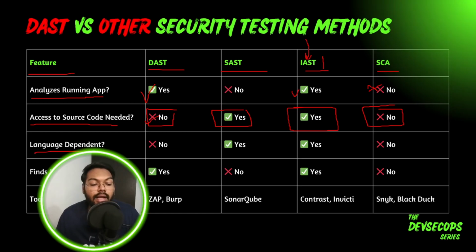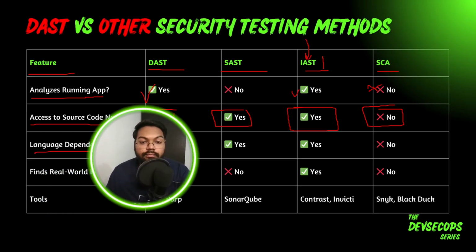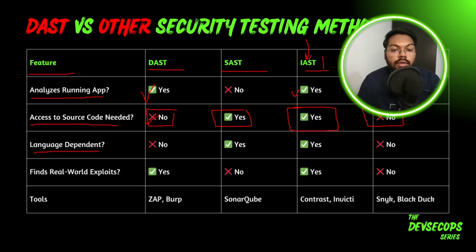Then, is it language dependent? As we mentioned, DAST does not care what language it is. It would just attack your application right away. For SAST, we know we require it. For IAST, we would require it. But SCA again does not require it. A package is a package. It doesn't matter if it is a Python package, an NPM package, or anything else.